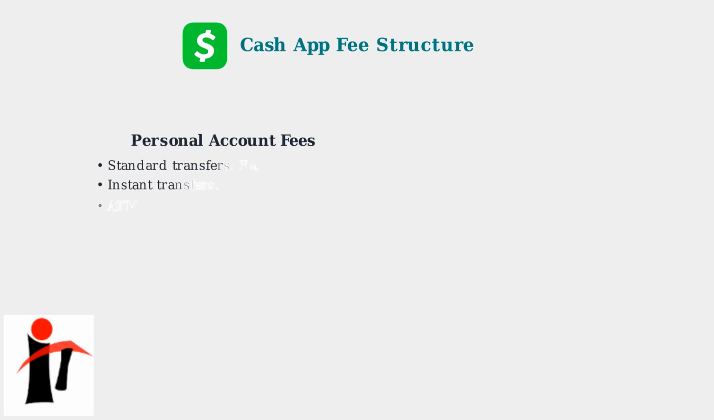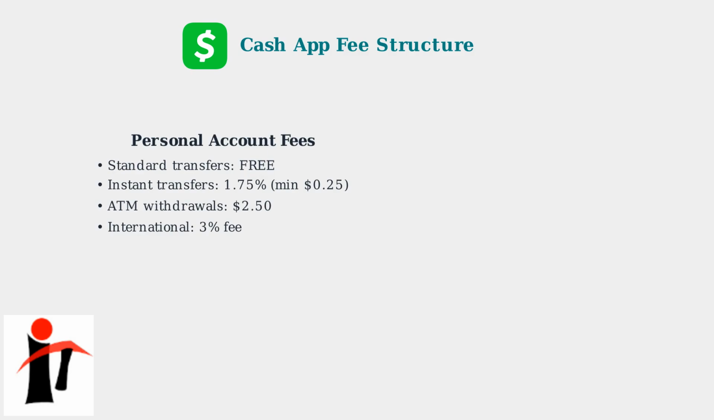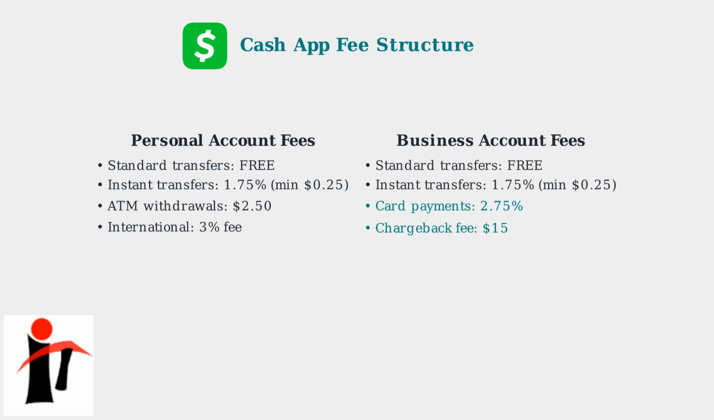Personal accounts offer free standard transfers to your bank account, which typically take 1 to 3 business days. However, if you need your money instantly, there's a fee of 1.75% with a minimum charge of 25 cents. Business accounts have the same standard and instant transfer fees as personal accounts. However, they include additional fees for card payments at 2.75% per transaction and a $15 chargeback fee if customers dispute payments.